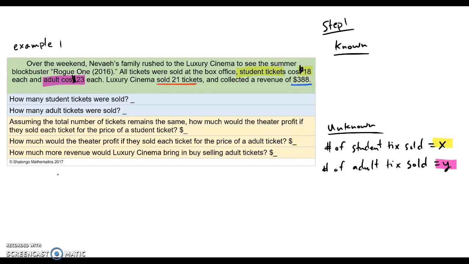So you can see I've highlighted some things that are related to student tickets, some things related to adult tickets, and then I underline in red things that are related to tickets, and in blue things that are related to money. I'm going to go back through. This is related to money. This is related to money. Okay? So we've got three things in blue, one thing in red, and two things are highlighted.